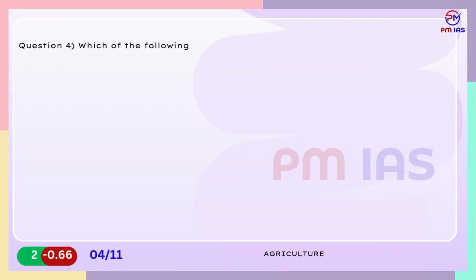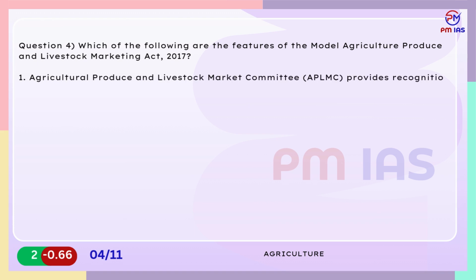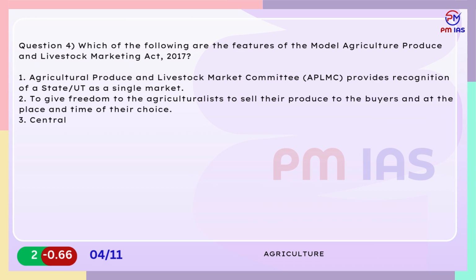Question 4. Which of the following are the features of the Model Agriculture Produce and Livestock Marketing Act, 2017? 1. Agricultural Produce and Livestock Market Committee, APLMC, provides recognition of a state/UT as a single market. 2. To give freedom to the agriculturalists to sell their produce to the buyers and at the place and time of their choice. 3. Centralization of Market Committee and State/UT Marketing Board to streamline their functions.